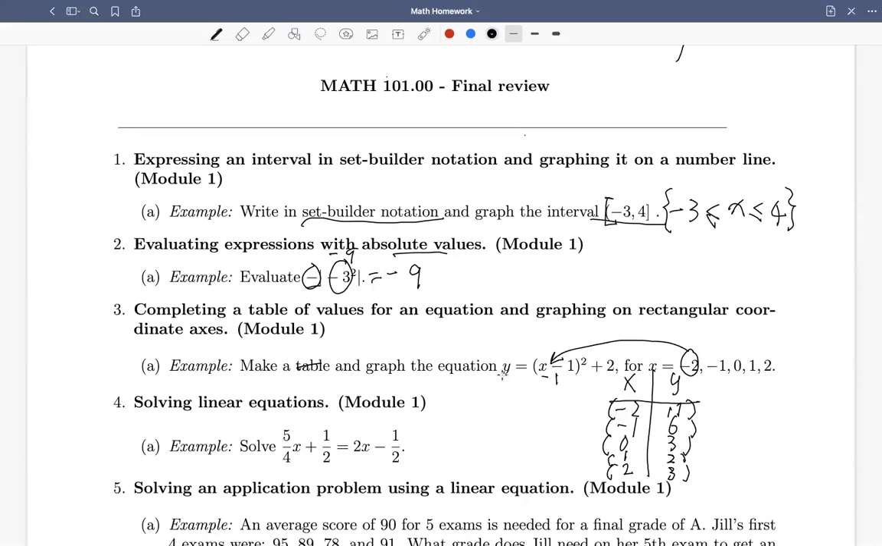Okay, let's see 4. Solve linear equations. So we have this linear equation, it looks a little bit annoying, right? Because of denominator. So what do we do? We multiply every term with the least common denominator. In this case, the least common denominator is a 4. So we have 2 terms on the left-hand side, 2 terms on the right-hand side. We want to multiply all those 4 terms by 4.